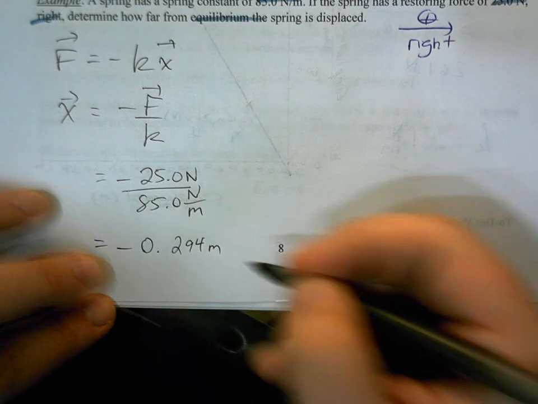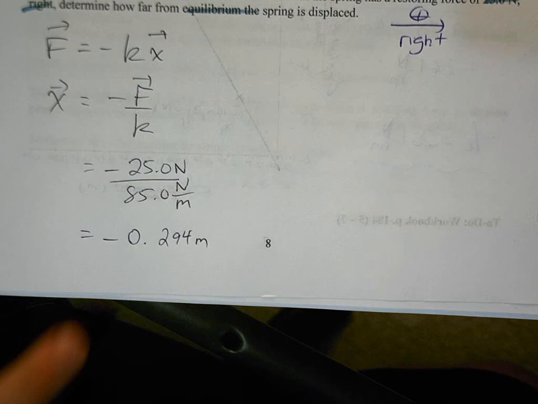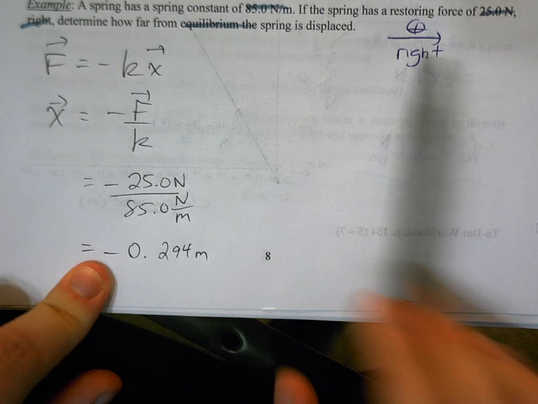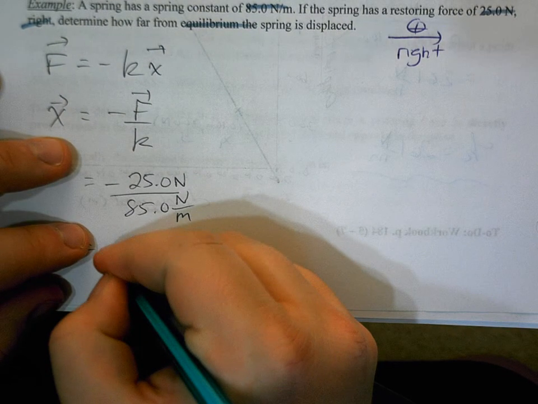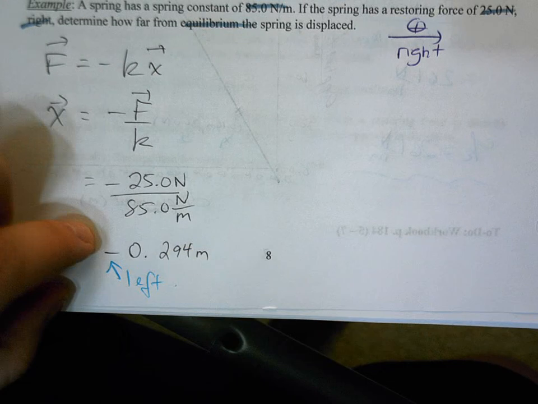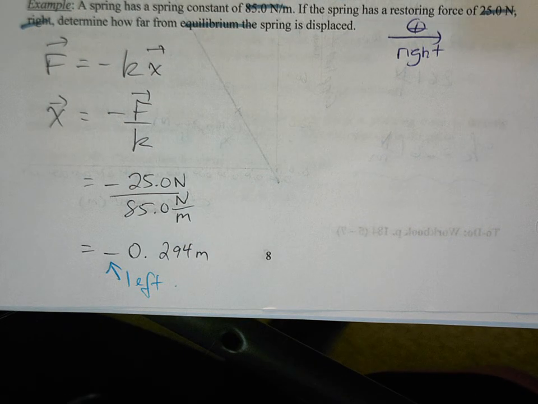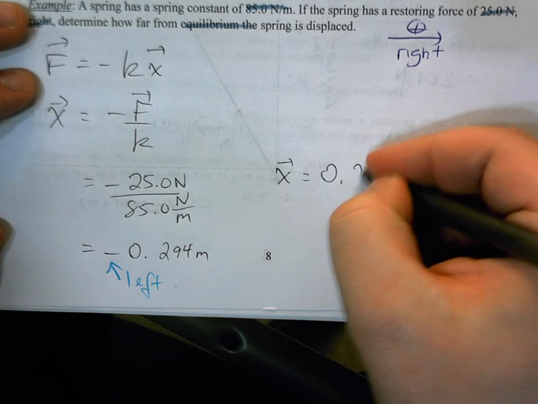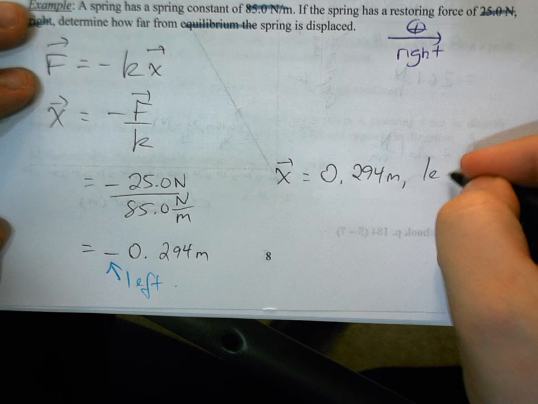So we're going to get negative 0.294 meters. Now the negative is telling us the direction. We've called right positive, so that's telling us that we are going left. That's expected in Hooke's law. We want the restoring force and the displacement to be in opposite directions. We're told the restoring force is right, so displacement has to be left. So the last thing we can say is that the displacement of this spring is 0.294 meters, and it's going to the left.